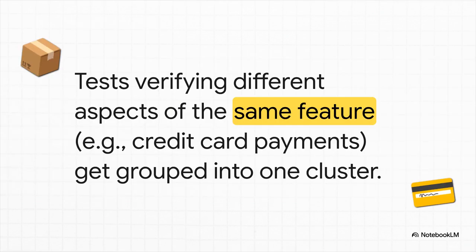To make that a little more concrete, imagine you have a dozen tests for your checkout process. You've got one for Visa, one for MasterCard, one for an expired card, one for an invalid security code. You get the idea. The clustering algorithm is smart enough to see that all of these tests are really hammering the same payment processing part of your code base, so it groups them all together. Now, you can just pick one representative to make sure the core feature is still working.